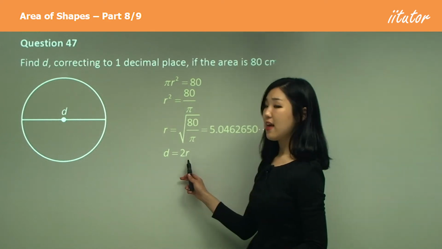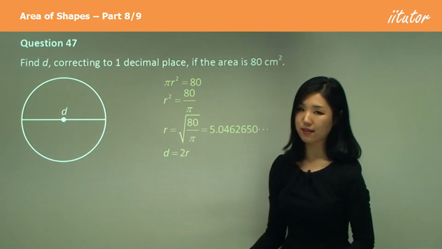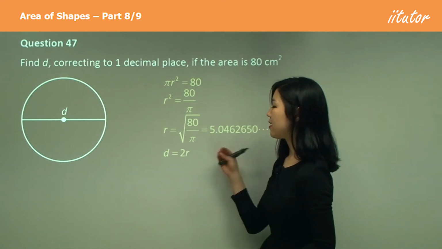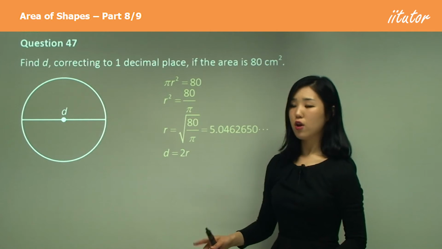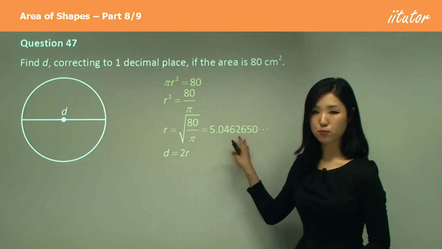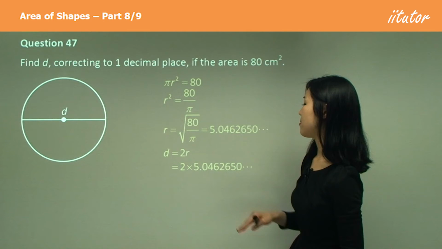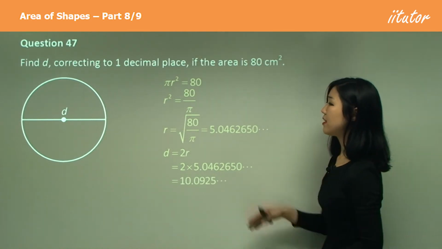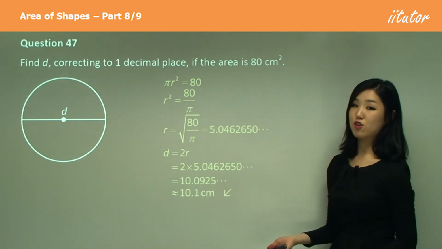D is, as I said, 2 times the radius. Okay, so radius is d divided by 2. So see how I've got radius? So to get the diameter, we simply multiply that by 2. So 2 times that value, we'll get something like this. To 1 decimal place, that is your answer.